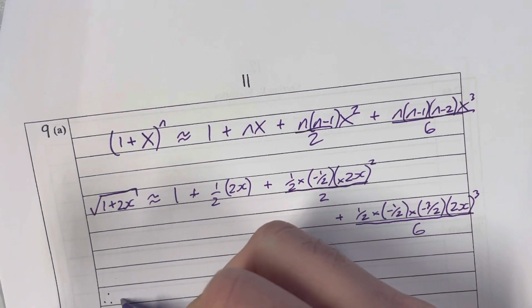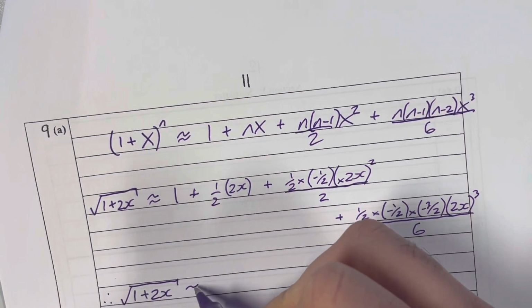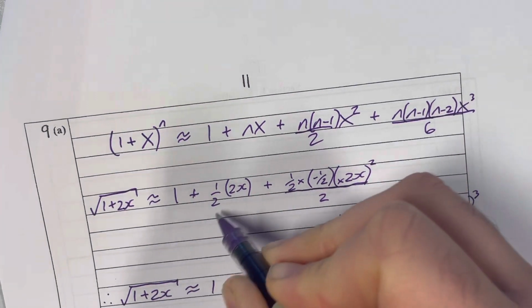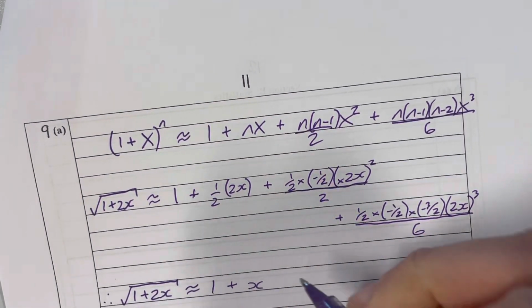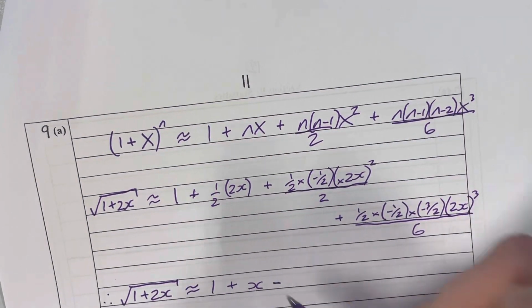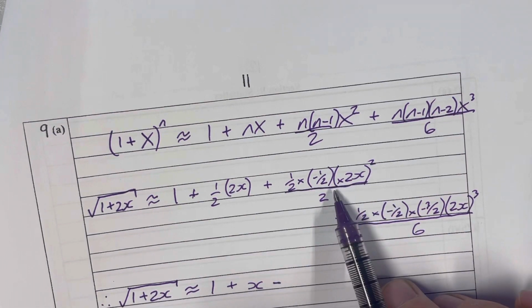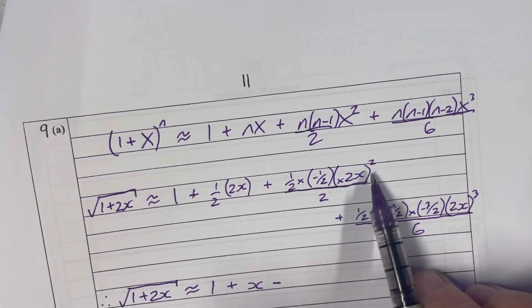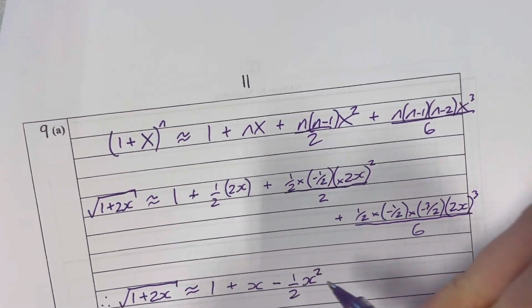Therefore, the binomial expansion up to the cubic term of 1 plus 2x, all square rooted, is 1 plus x. It's now going to be a minus term because we've got a positive, negative, positive, positive. The 2 halves are going to cancel with the 2 squared. So I'm just left with x squared on top and 2 on the bottom. So that is a half x squared.